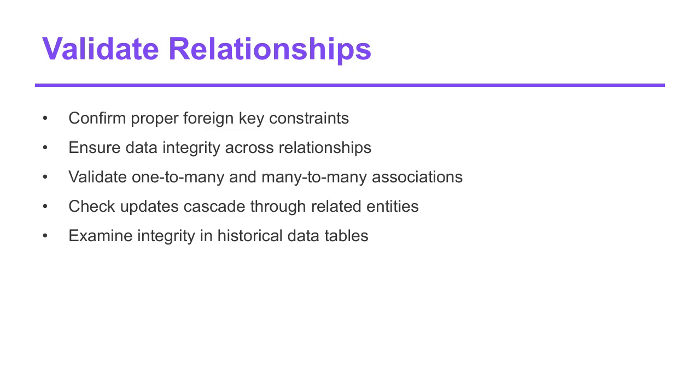It's also crucial to check that updates to key records cascade properly through related entities, so changes remain consistent throughout. Finally, don't overlook the integrity of historical data tables, which often rely on these relationships to maintain accurate audit trails and past transaction records. This thorough validation helps maintain reliable connections and consistency across the database.